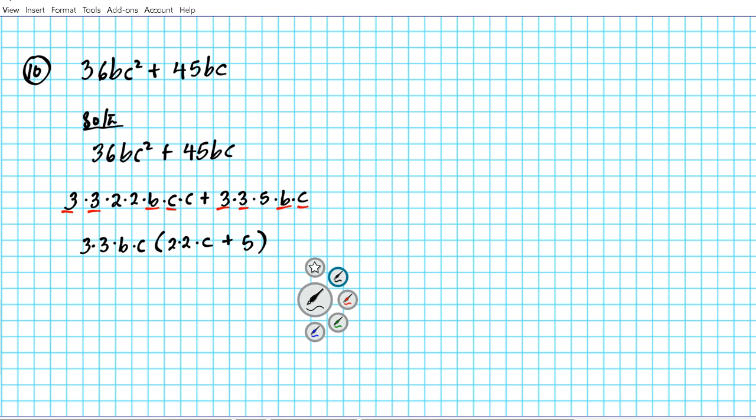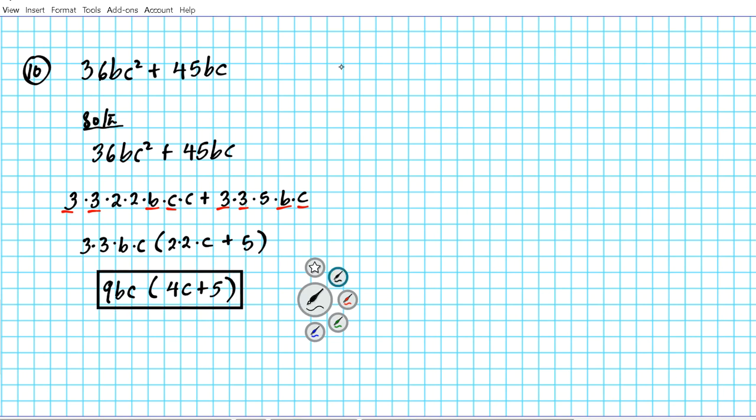Okay. All right, so let's go ahead and simplify it completely. If we do that, we have 3 times 3 is 9 times bc, so we have 9bc times 2 times 2 is 4, 4c plus 5. And there goes the answer to question number 10.